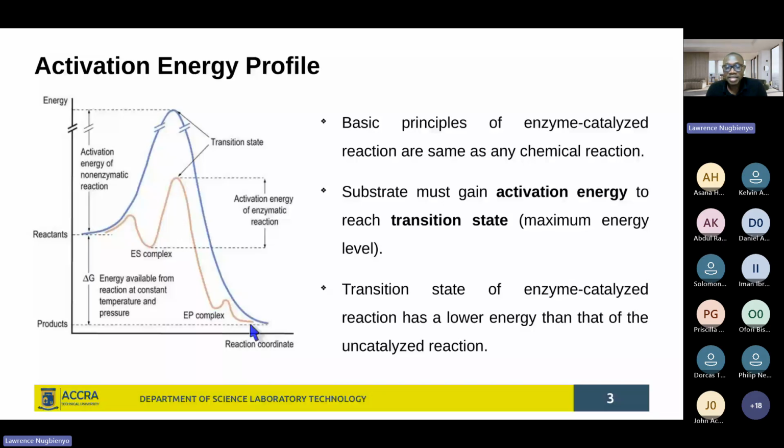The only thing is that the rate of reaction of the catalyzed reaction is faster. The reaction proceeds at a faster rate than that of the non-enzymatic reaction. All right, so that understood.